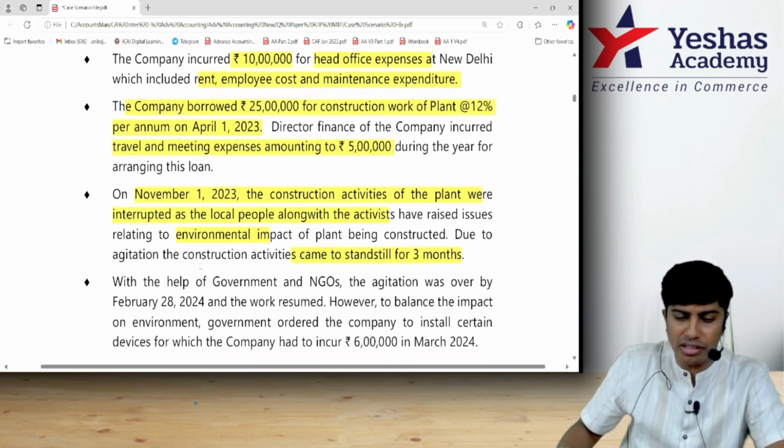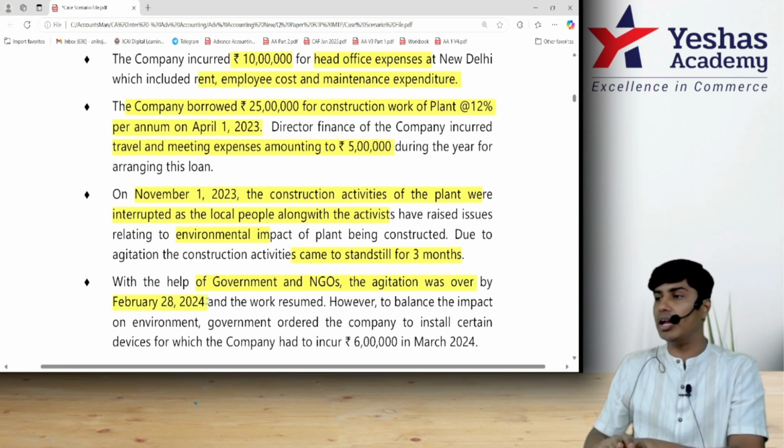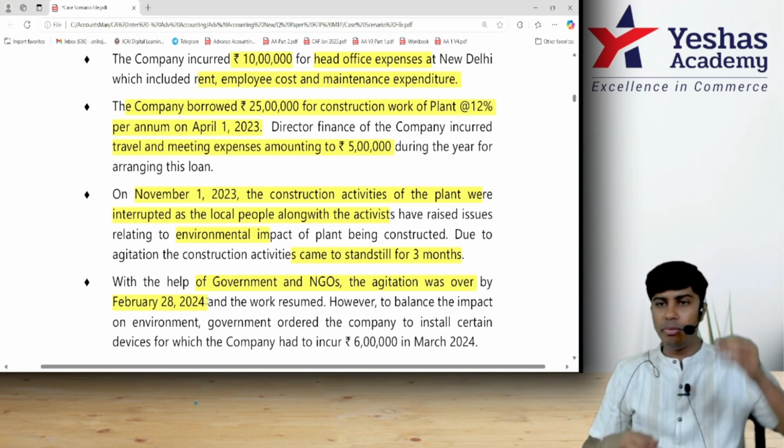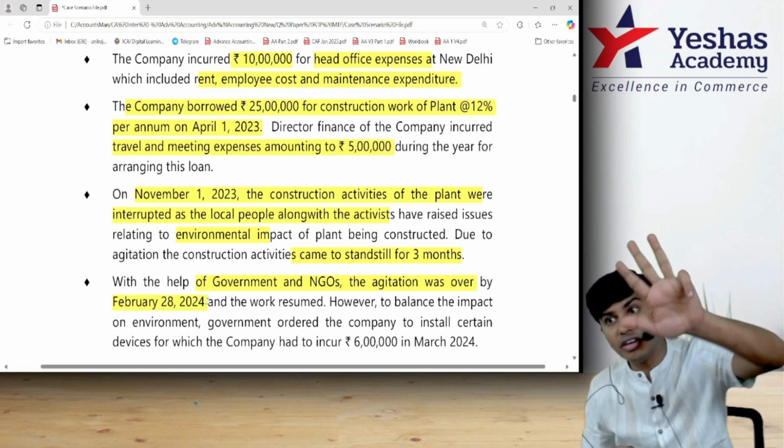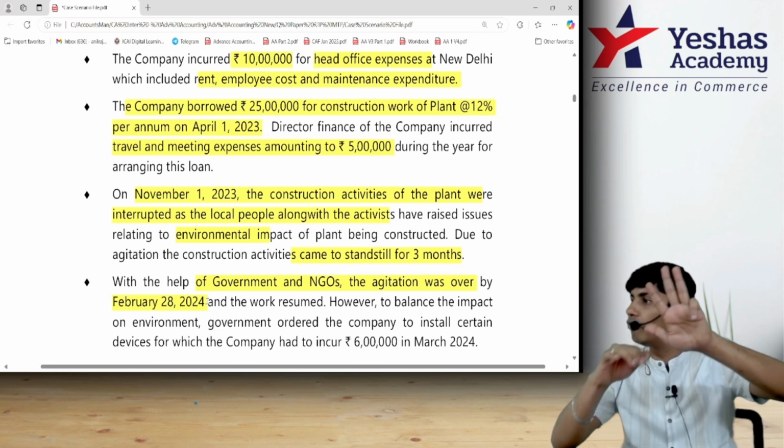Read what's happening after that. With the help of government and NGO, the agitation was over by February 2024, basically. So when did it stop? It stopped in November. So November, December, January, February also there was no active development.